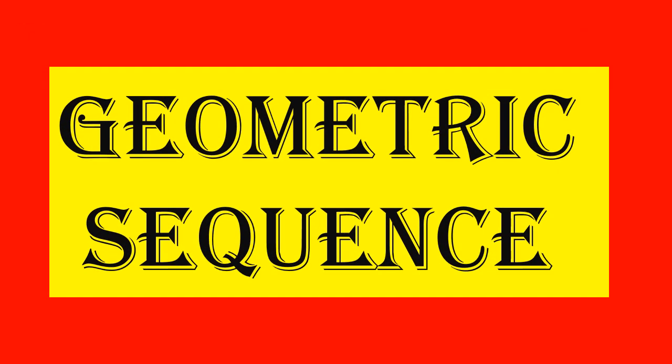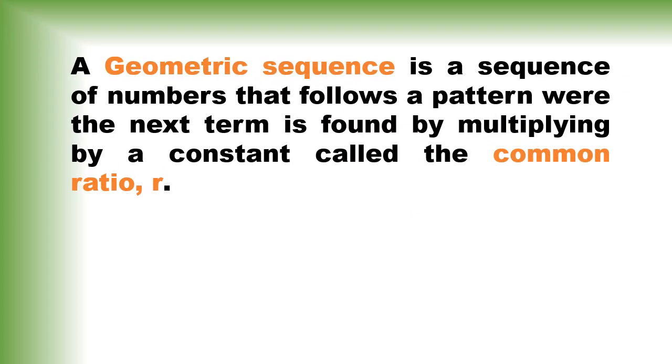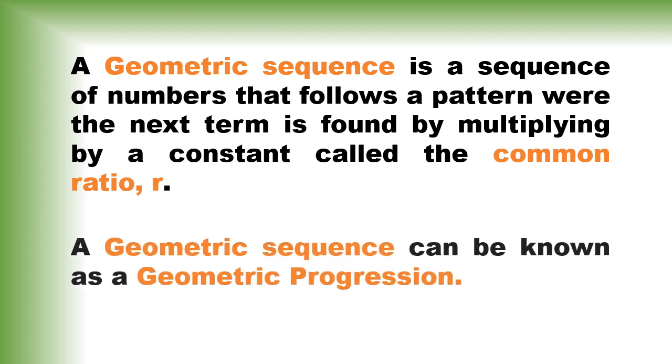Geometric sequence. A geometric sequence is a sequence of numbers that follows a pattern where the next term is found by multiplying by a constant called the common ratio r. It is also known as a geometric progression.